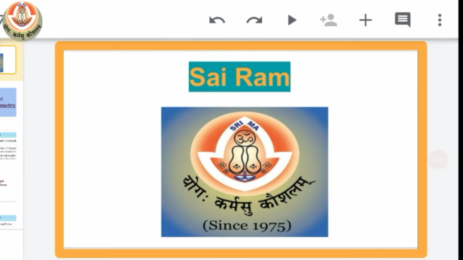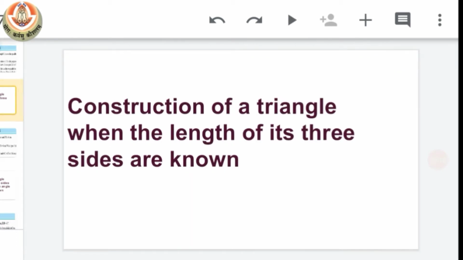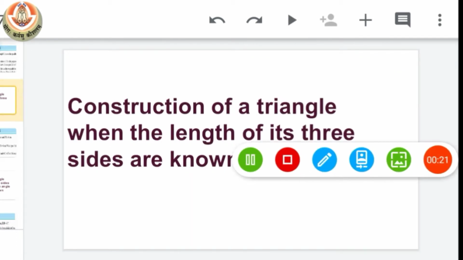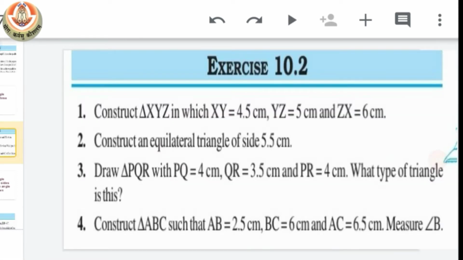So class, as we were in our chapter number 10, which is practical geometry, and today we will do our exercise 10.2, which is based on construction of a triangle when the lengths of its three sides are known. So let's start exercise 10.2.